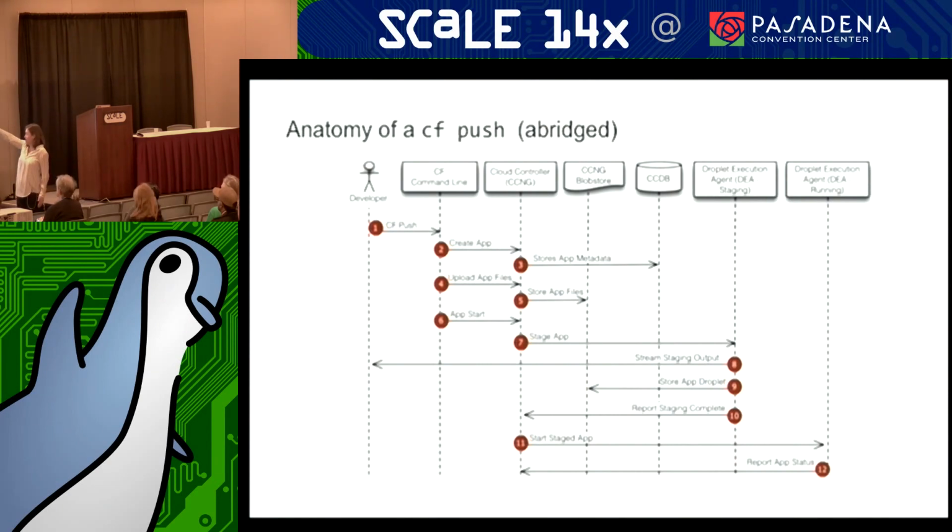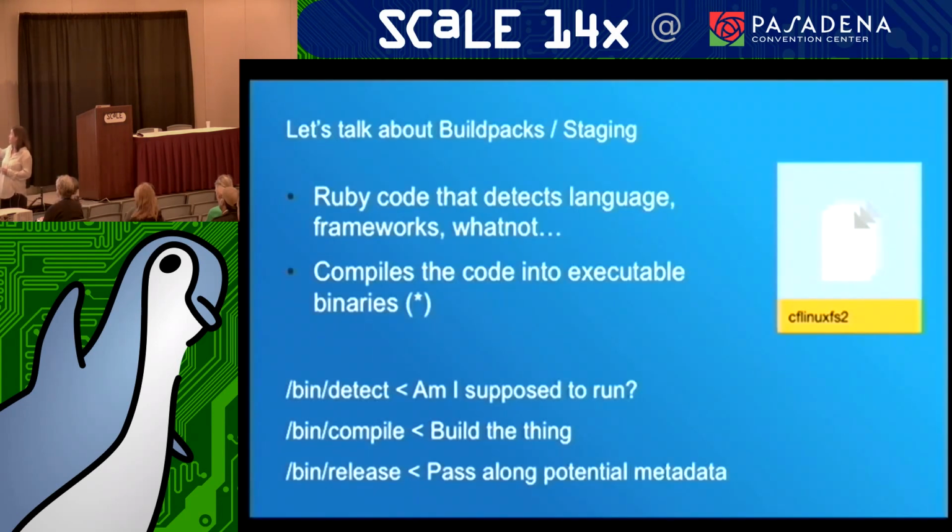And so this is a CF push that I talked about earlier. These are all the things that happen when you do a CF push, and this is how they're bigger than just containers. When you do a CF push, it creates your app, uploads all the app files, stores all the metadata, stages the app, and creates that droplet that I talked about. I won't walk you through all that.